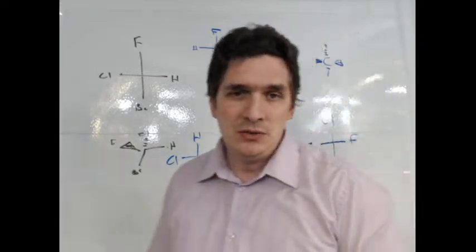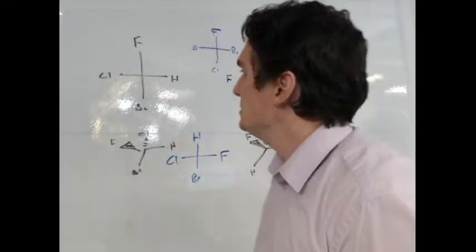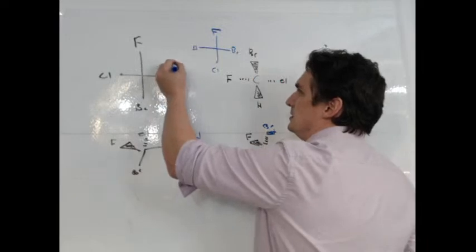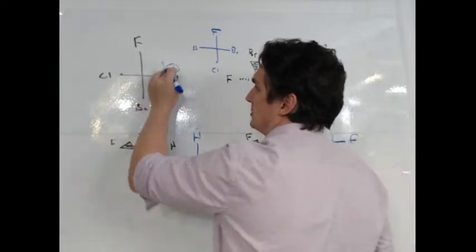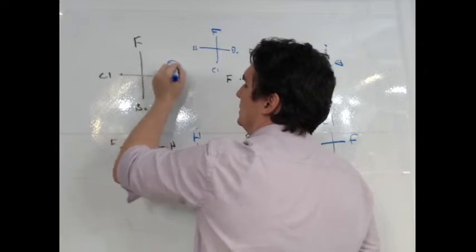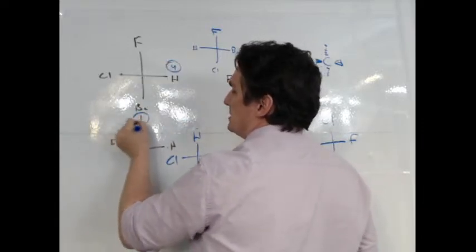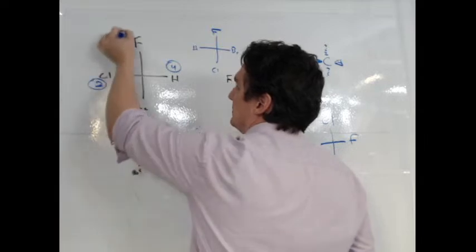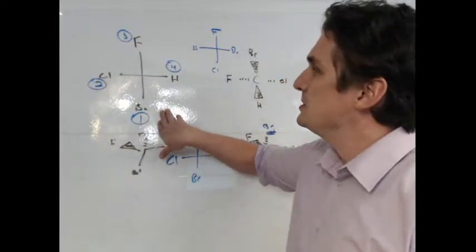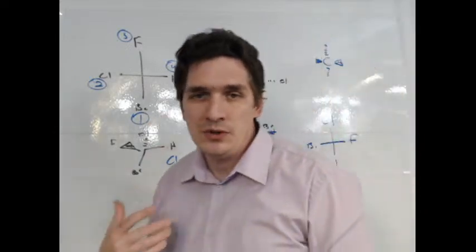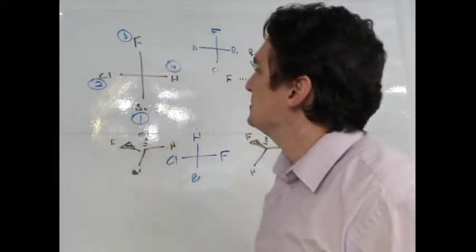Now, the next thing we need to do is figure out the priority. Hydrogen is the lowest in all of these, so that's 4. Then we go by atomic weight, so bromine is the heaviest, then chlorine, and then fluorine. With these priorities in mind, we can start working out whether these are R or S based off their Fischer projections.